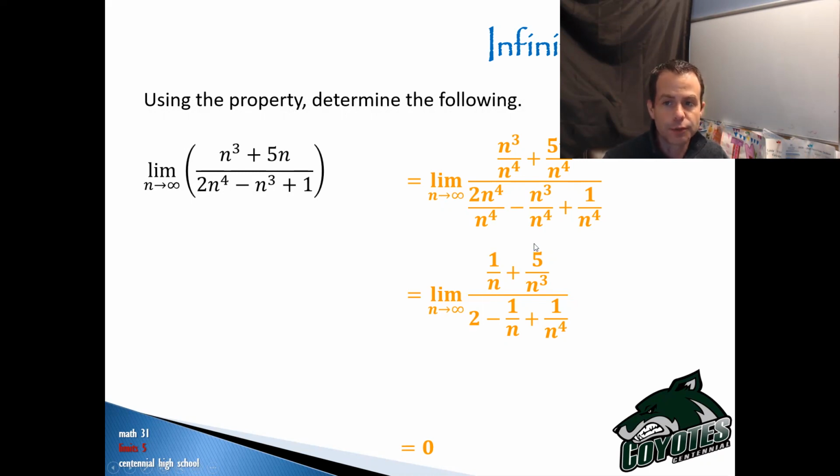This is going to be a 0. This is going to be a 0. This is going to be a 0. This is going to be a 0. So I end up with 0 over 2, which is 0.